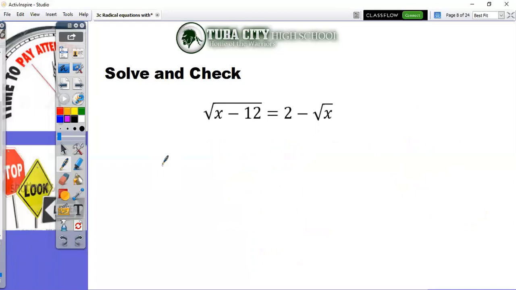So here I have a very tricky one. This one I think is a lot different than some of the other ones we've seen in the past for now. So let's go ahead and in this case here, I am going to have to square both sides because, well, I can't really isolate the radical in this case here.